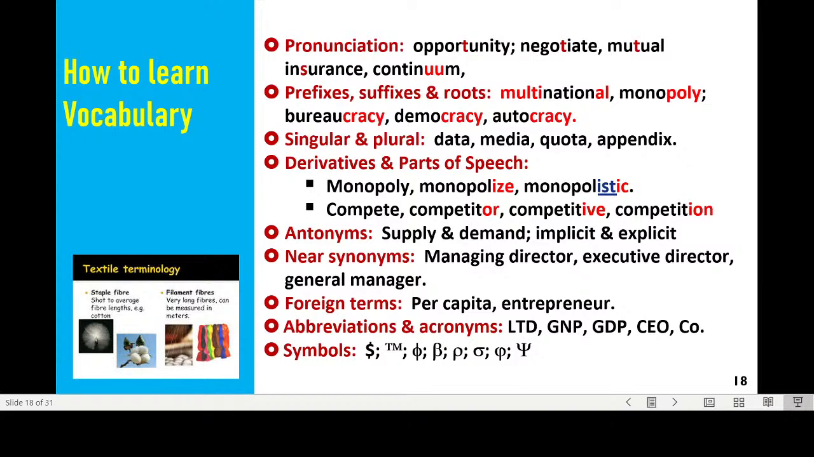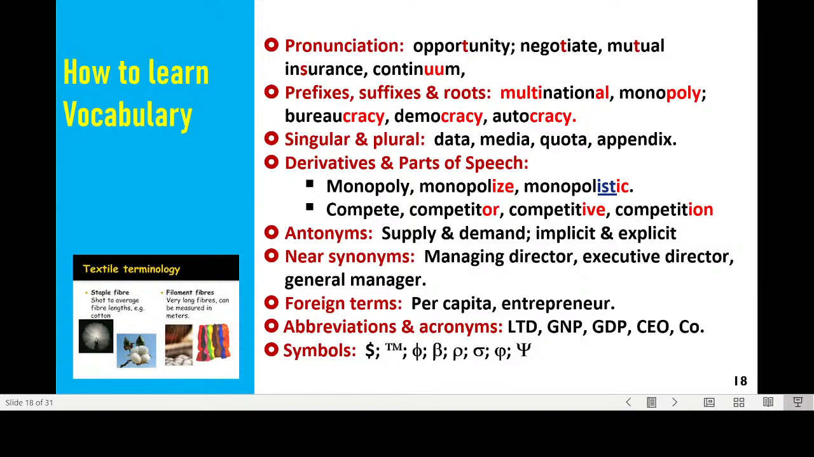Some words are antonyms, like supply and demand, implicit and explicit, import, export. Some are near synonyms. They are not exact synonyms, but they are close, like managing director, executive director, general manager. So we should know the meaning of those. English is full of words borrowed from other languages. So we need to know the meaning of some foreign terms like per capita, entrepreneur.